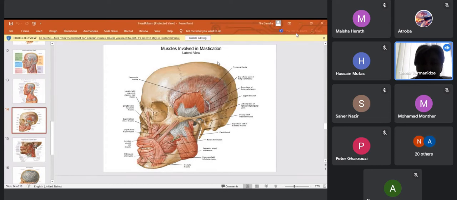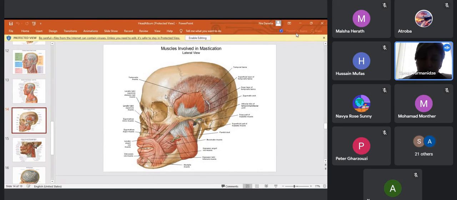The temporal region is bounded superiorly by the superior temporal line. Inferiorly, it is bounded by the zygomatic arch and by the frontal process of the zygomatic bone. So this is the frontal process of the zygomatic bone inferiorly. So it is bounded by the zygomatic arch, and superiorly by the superior temporal line.